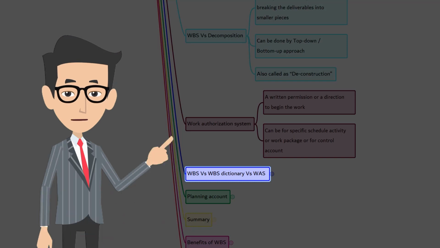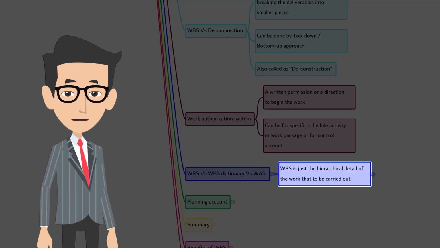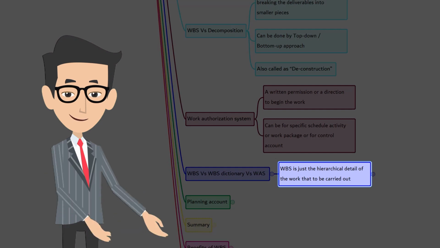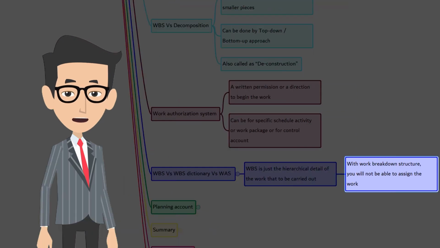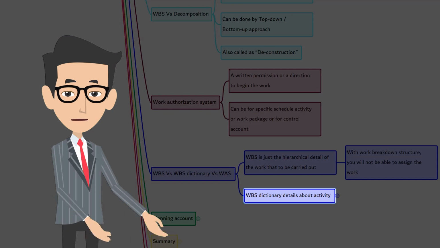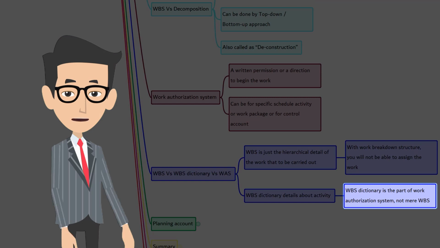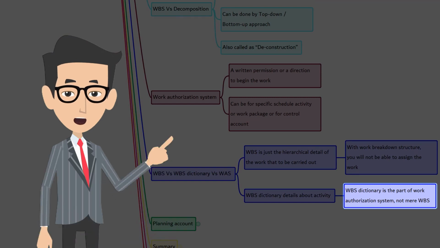At times, people get confused whether WBS or WBS dictionary is part of the work authorization system. WBS is just a hierarchical detail of the work that is to be carried out to achieve the project deliverables. With the work breakdown structure, you will not be able to assign the work, because it's just the hierarchy, a list of activities. You don't have the details about activities in the work breakdown structure. You need the details about what activity has to be carried out, when it should start, when it should end, etc. The WBS dictionary will contain that information. So naturally, the WBS dictionary is part of the work authorization system, not merely the WBS.